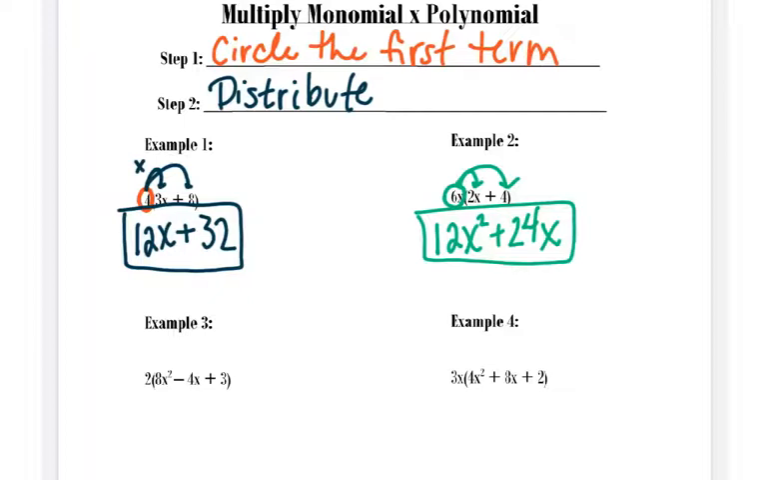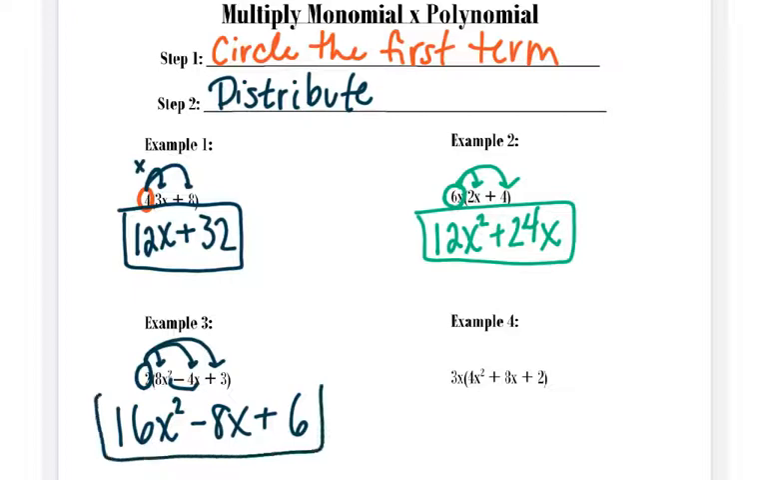But this time, we're not just distributing it to 2 terms, but we're distributing to a trinomial. So in this one here, 2 times 8 is 16, x squared. 2 times negative 4 is negative 8 with an x. 2 times 3 is positive 6. So I'm still distributing, but this time there were 3 terms instead of 2. One more time, I circle the term in the front, and I draw arrows to each term.